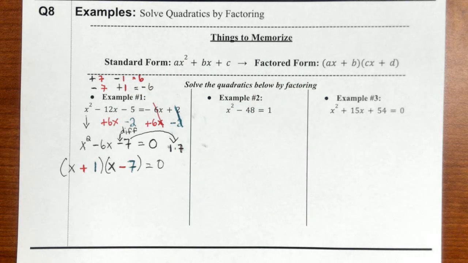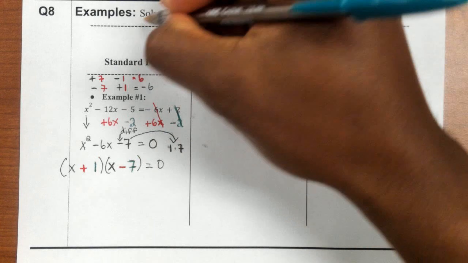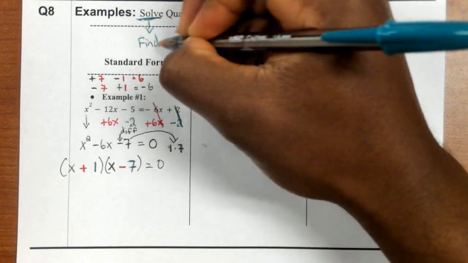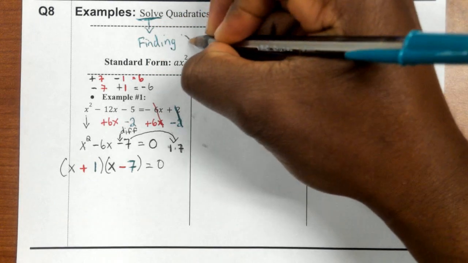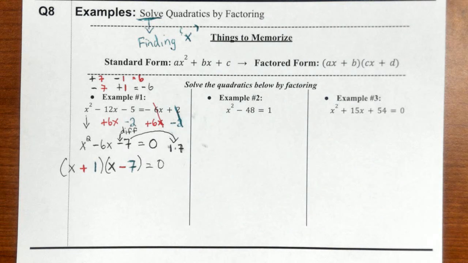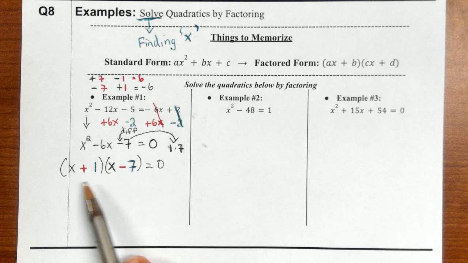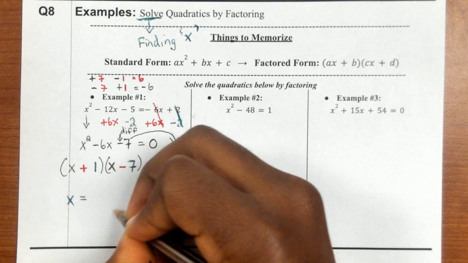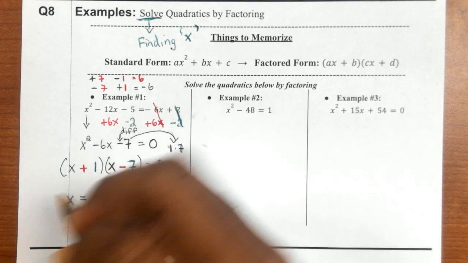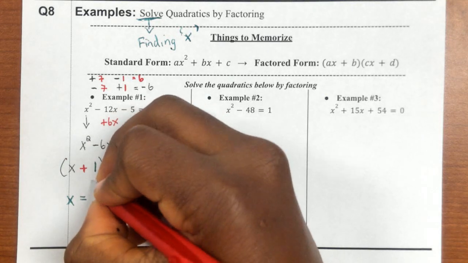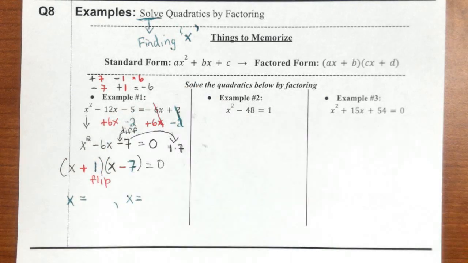However, guys, the question tells me that I need to solve, all right? Whenever a question tells you to solve, you are finding something, all right? In this case, we're finding x. So again, when a question tells you to solve, you're finding what? X, okay? So once you get it to factored form, I need to get the x values from here. To get the x values, guys, all you're going to do is flip the signs of your factored form, okay? So now we're going to flip the signs, okay?